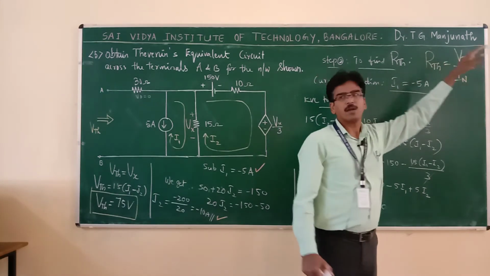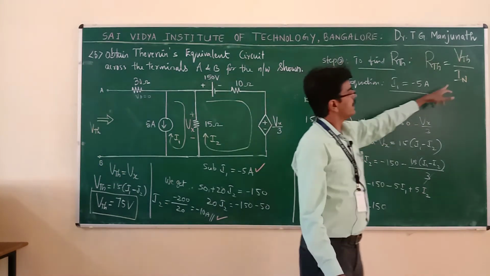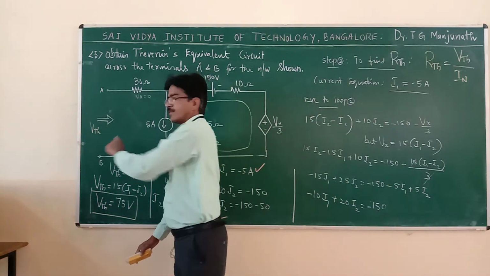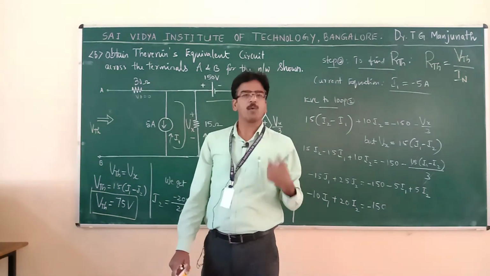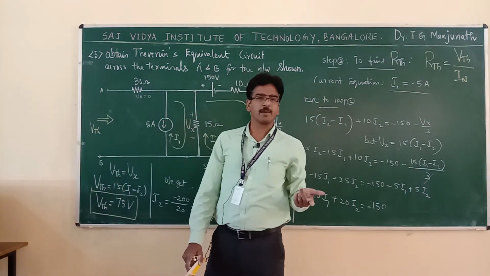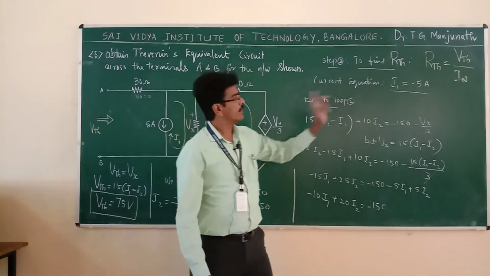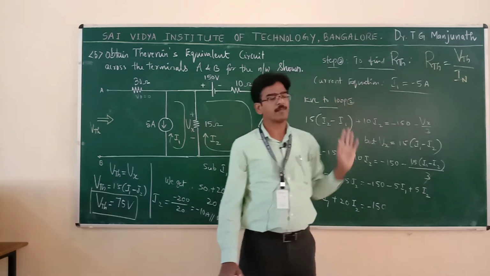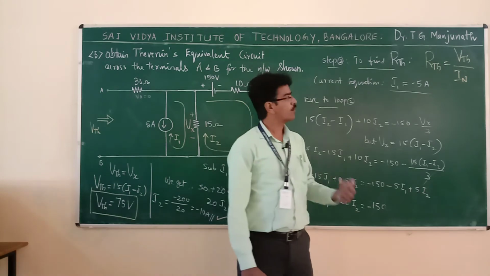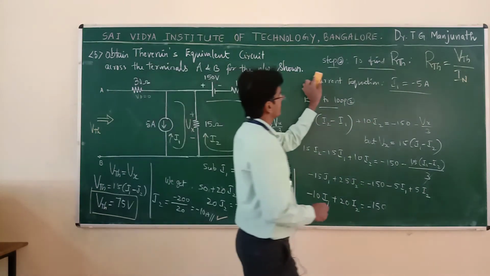What is V Thevenin? The open circuit voltage across the load terminals. What is IN? It is the short circuit current flowing through the load terminals. So to find it, I have to create a short circuit across the load terminals and then find the short circuit current for the given network. Since I already know V Thevenin, now my intention is to find IN. Now let us see how to find IN.